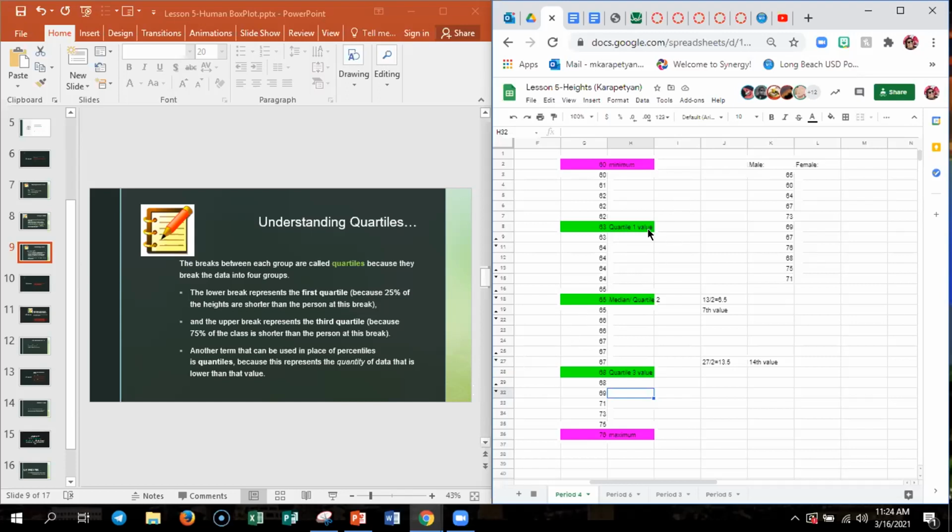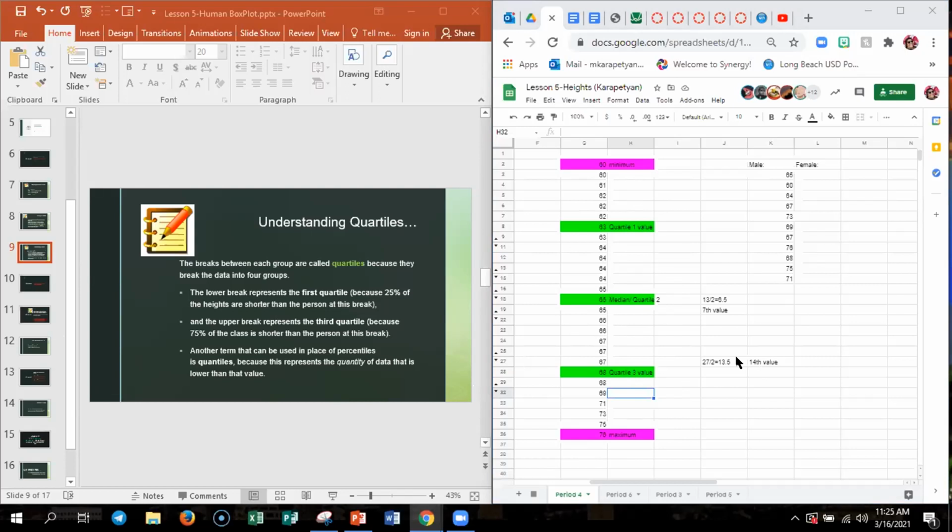So how do we take this information and turn it into a box plot? How do you draw a box plot? That's our main question here. We have our 5-number summary. Dario already did it for us.